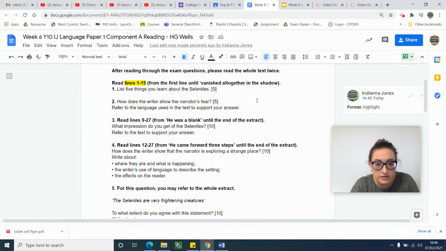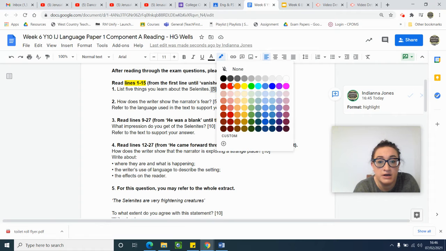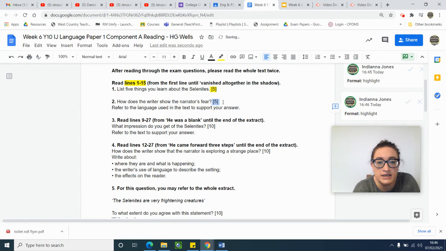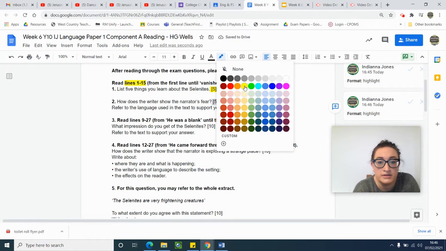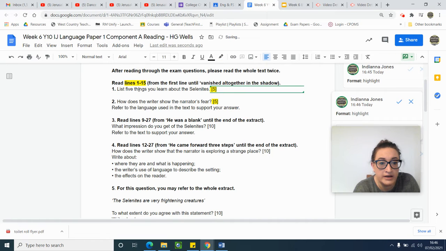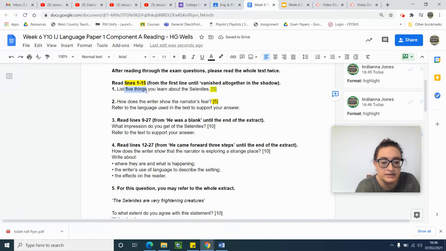Question 2, how does the writer show the narrator's fear? Both of those questions are worth 5 marks, so I would be highlighting that. And then there might be some key words that I was going to underline in terms of my bugging. Okay, so 5 things would be key to underline there. Selenites would be key to underline there. Okay.